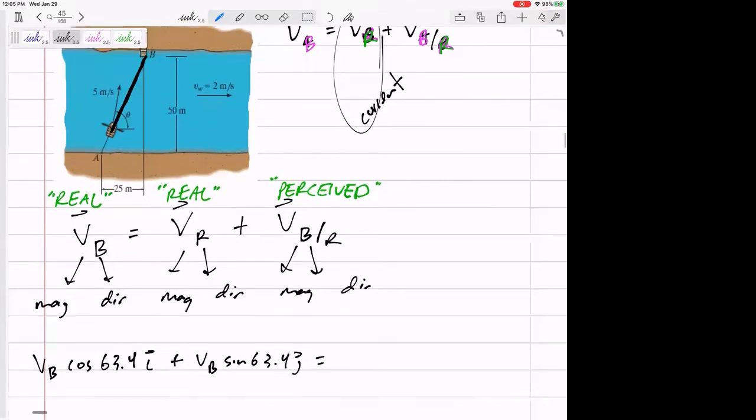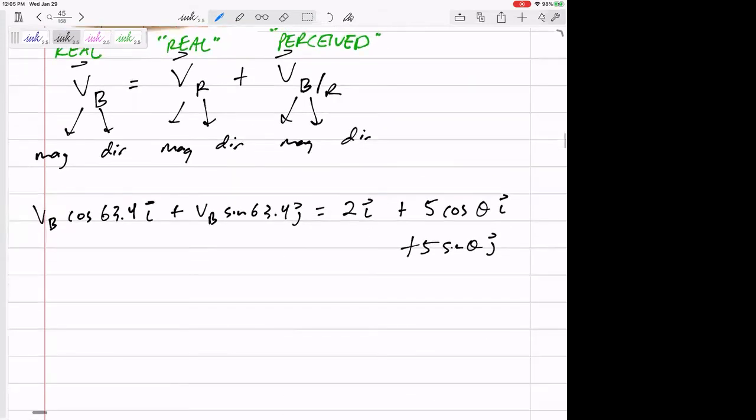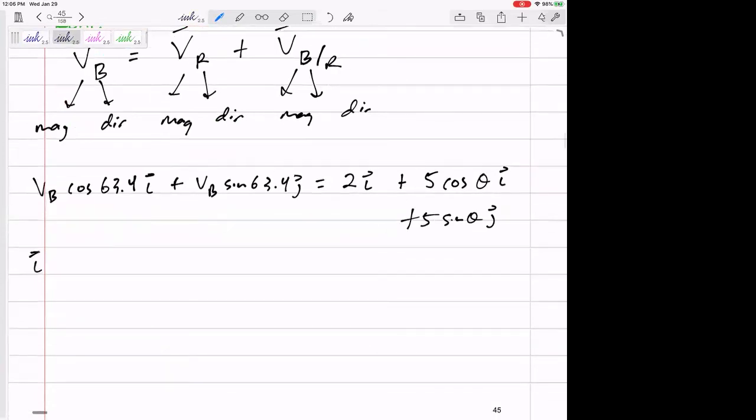Then on the right-hand side, the river is really going at 2, and all of it is in the I. I don't have to worry about sine or cosine, it's all horizontal. And then this other one, the perceived: his rowing feels like it's going at 5, and what he feels like he's aiming at is theta. So 5 cosine theta in the I, 5 sine theta in the J. Now this one equation has 2 unknowns, but it's okay because it's really 2 equations, an I equation and a J equation. You'd think this would be easy to solve, but let's see what happens.